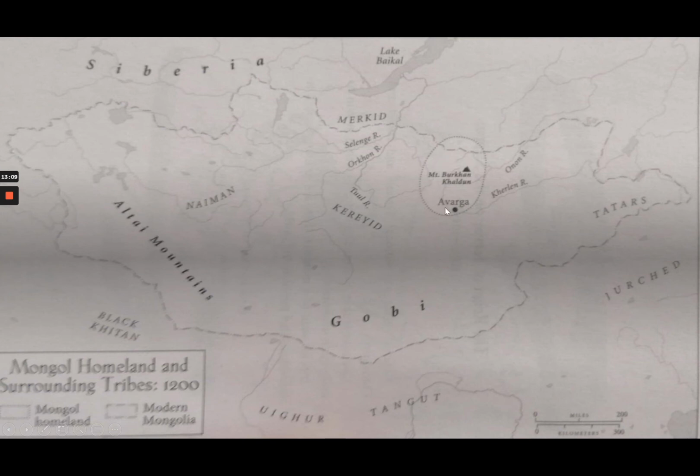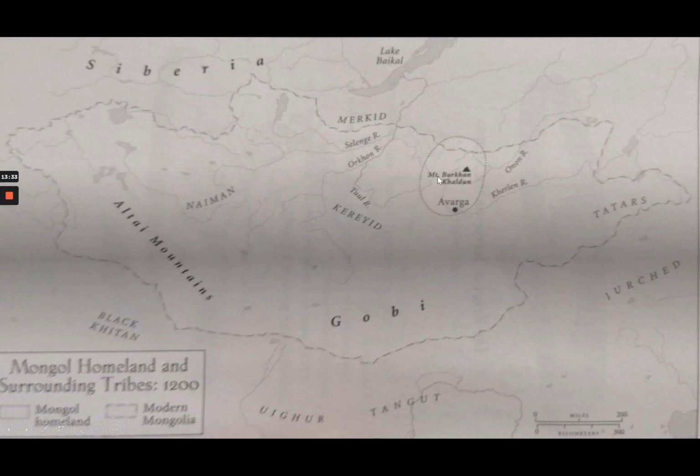This is where Genghis Khan was born in 1162, on the slopes of Mount Burkhan Khaldun on the banks of the Onon River. Later, he would move his tribe down to Avarga and set up base a bit further south on the grasslands away from the mountain, and that would become his base for the rest of his life.